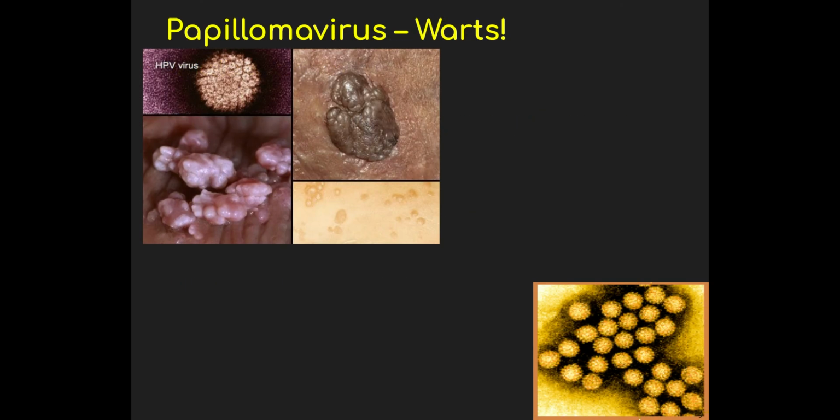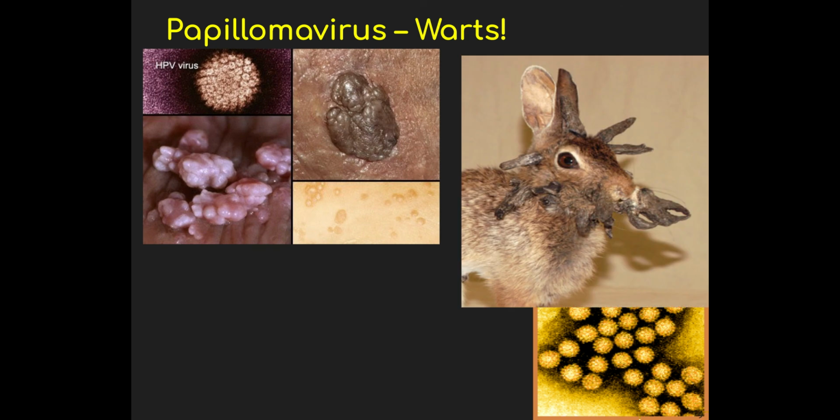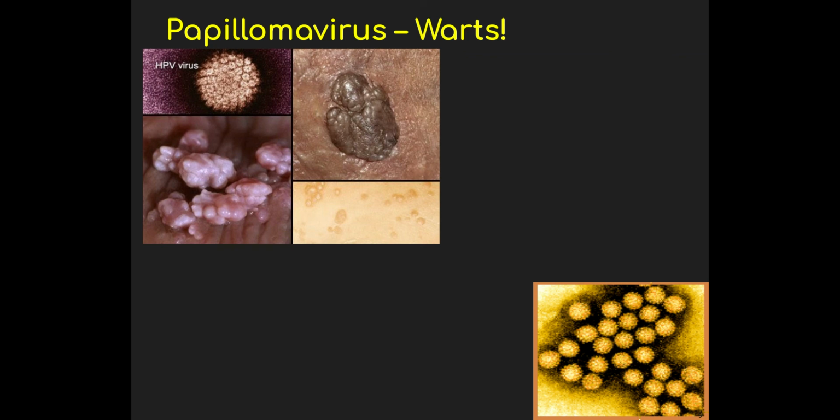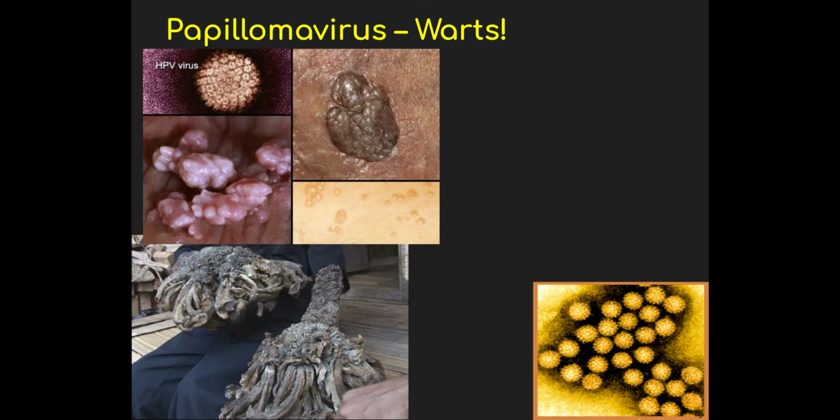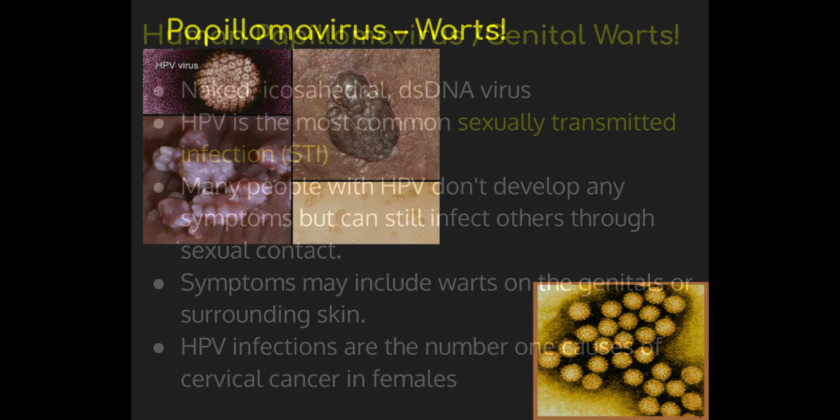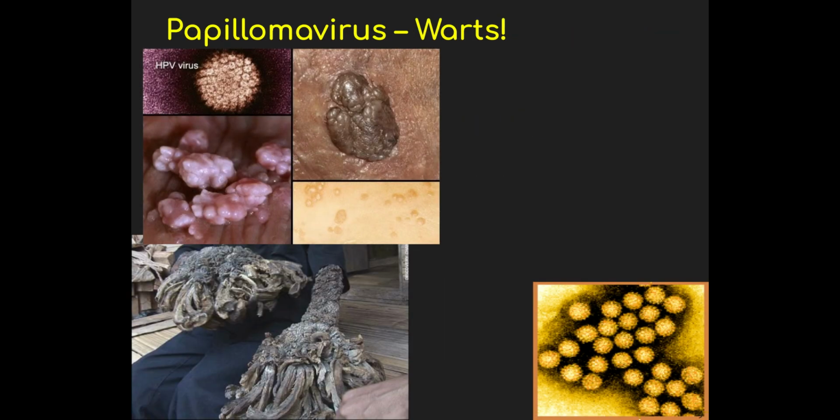Papillomas are your warts. HPV is the most common type. So yes, these are warts, and these are on genitalia. They also cause a hardening of the skin. This is an example of a rabbit that has it, and this is a severe case of a human having warts covering all their limbs. So there's like the tree man. If you want to research him on YouTube, he's pretty cool.